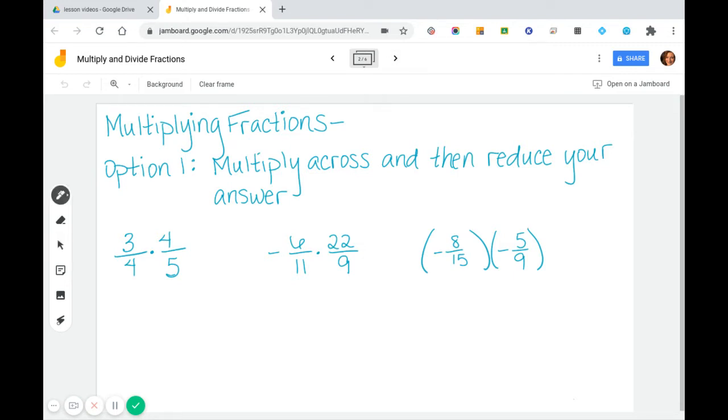So method one, like I said, is to multiply and then reduce if it's necessary. We're going to multiply both across the top and the bottom. I don't mean on diagonals. I mean straight across the horizontal rows there. 3 times 4 is 12. 4 times 5 is 20. That can be reduced.